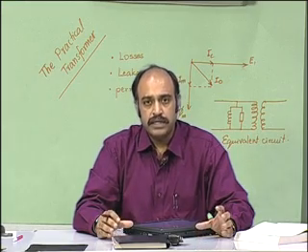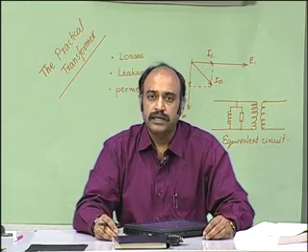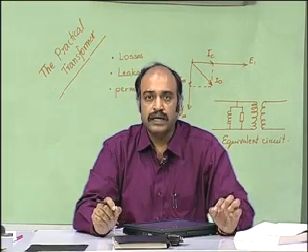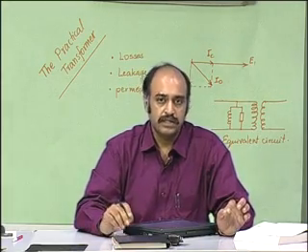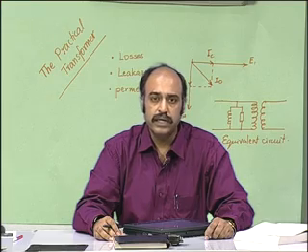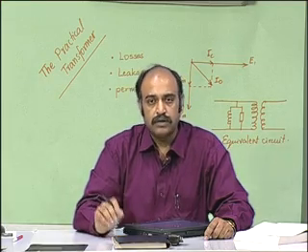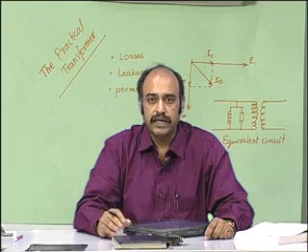and the primary side circuit is galvanically isolated from the secondary side circuit, meaning there is no electrical connection between the primary side circuit and the secondary side circuit. The only connection is through the medium of the core of the transformer, which is magnetically coupled.